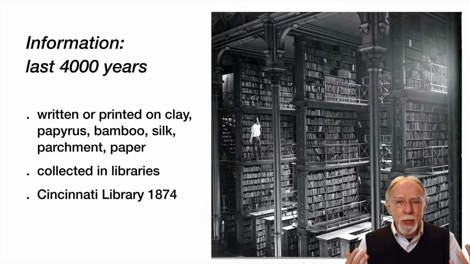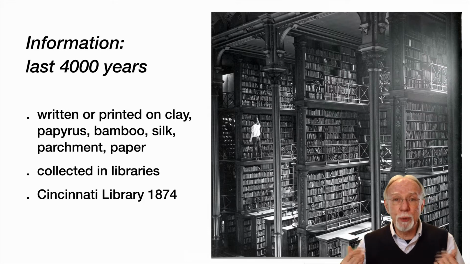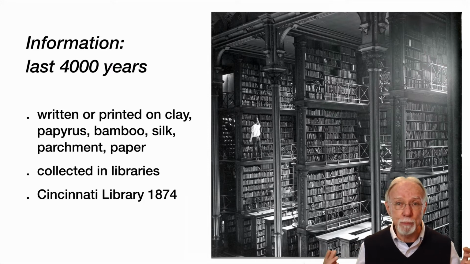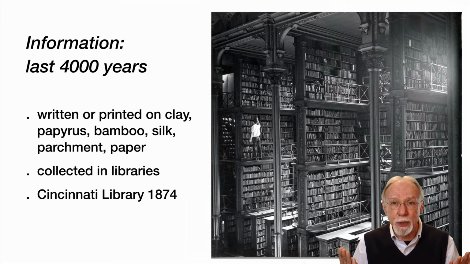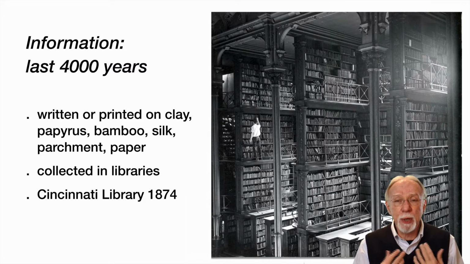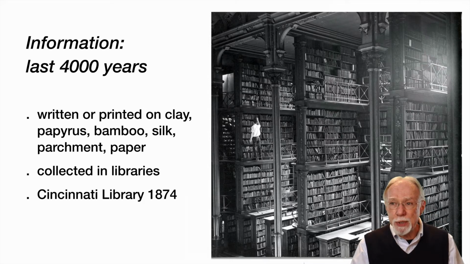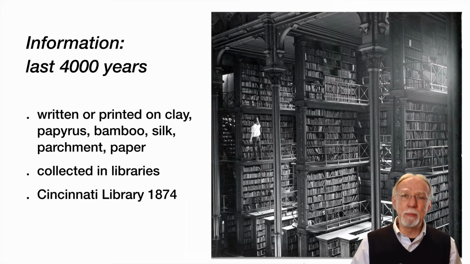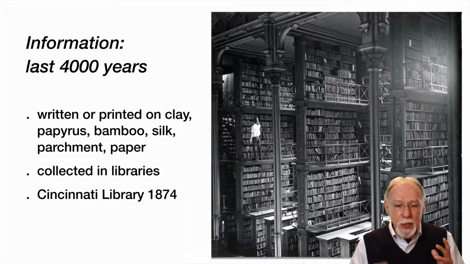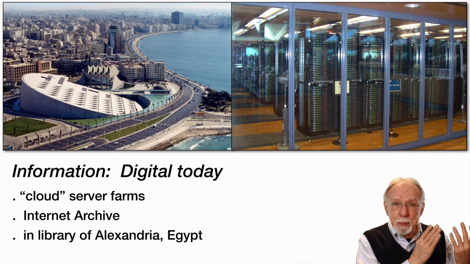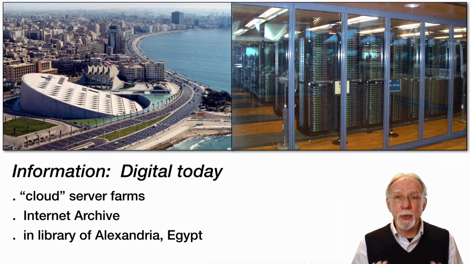So information has been with us in written form for a long time, 4,000 years or more. It's been collected in places like libraries, the Great Library of Alexandria in antiquity to today. This is about a 150-year-old image of the public library in Cincinnati. And whether the words were written or printed on clay or papyrus, bamboo, silk, parchment, paper, our world today has left that behind. Everything is digitized, whether it's film or photos or music as well as text.